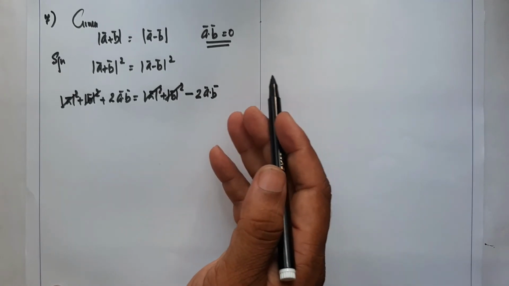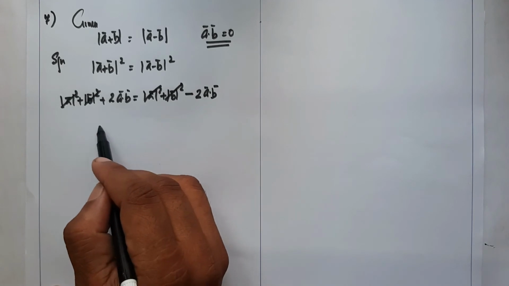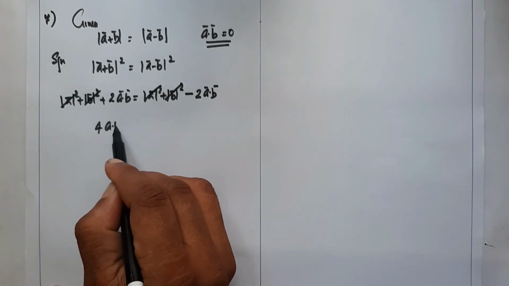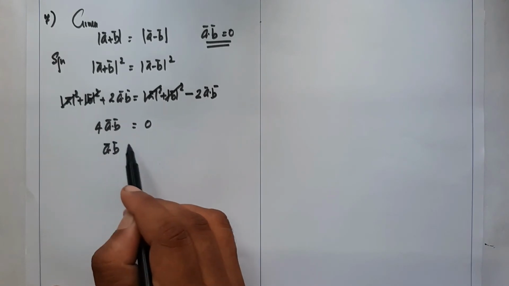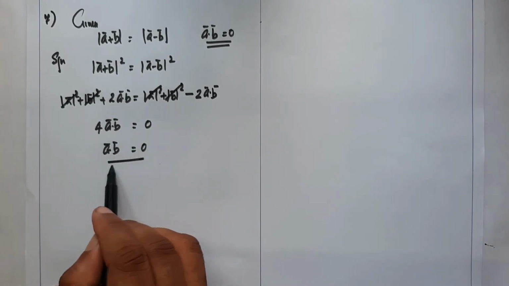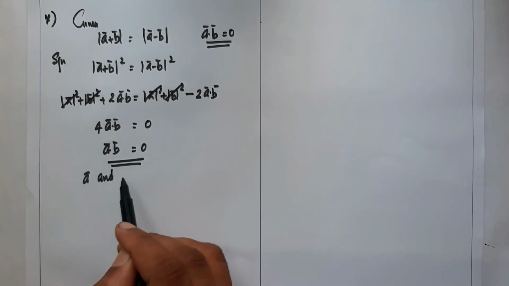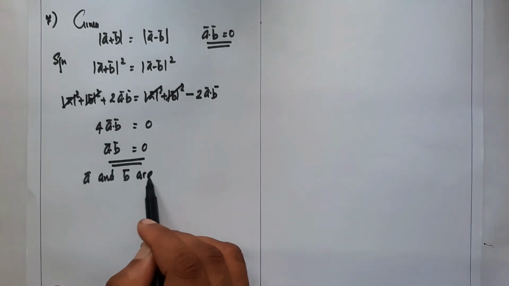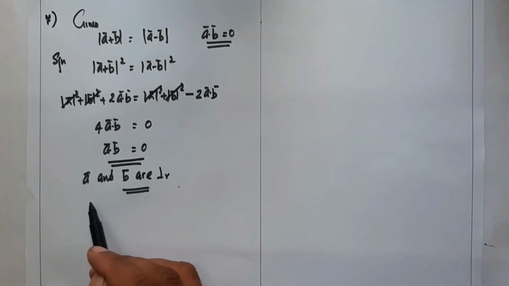Then you take the term from the right side to the left side, and we get 2 A dot B plus 2 A dot B, which gives 4 A dot B equal to 0, and therefore A dot B is equal to 0 divided by 4, which is 0. Therefore vector A and vector B are perpendicular to each other. That's all.